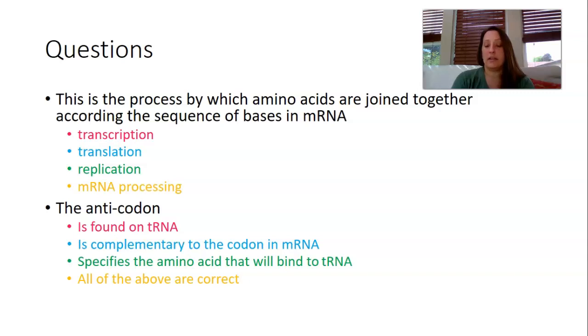So the anticodon is found on the tRNA molecule. Remember, it's found down there at the bottom of the T. It's 3 bases in length. It will be complementary to the codon in the mRNA because they will hydrogen bond. They'll base pair to each other. And remember that anticodon is going to be used by the aminoacyl tRNA synthetase, that enzyme, long name, to grab the right amino acid and stick it onto that tRNA molecule. So yes, that anticodon does specify which amino acid the tRNA molecule will be carrying.